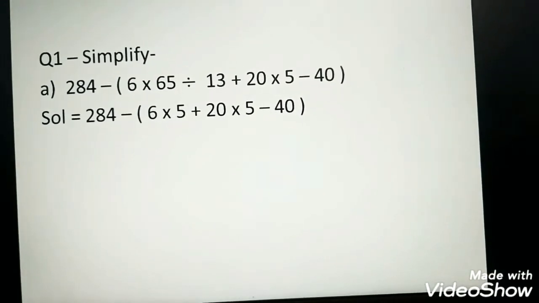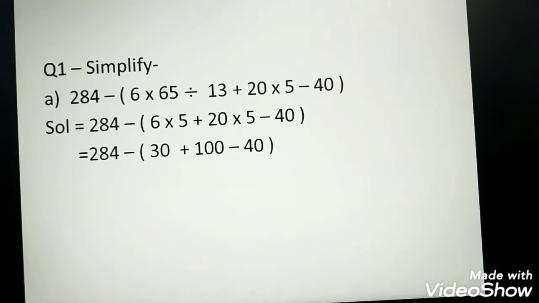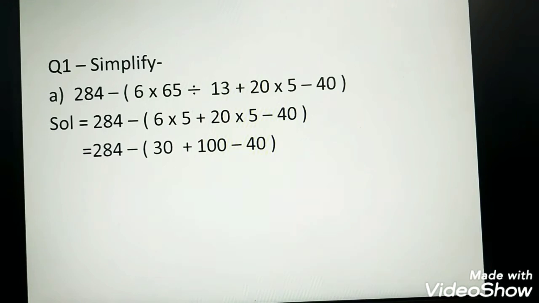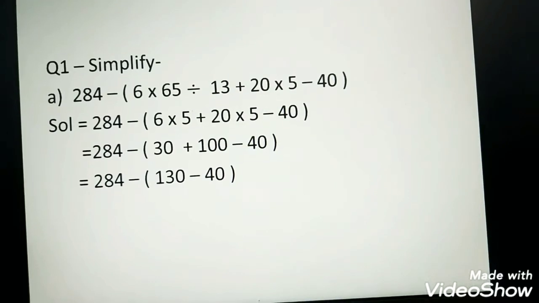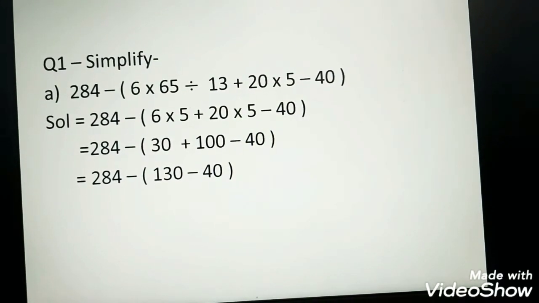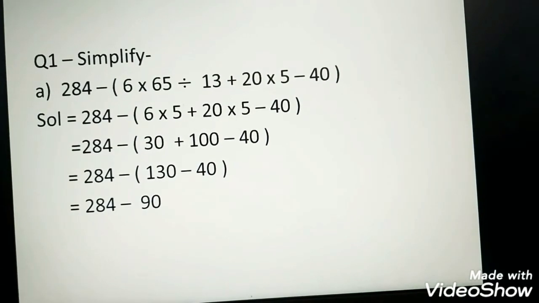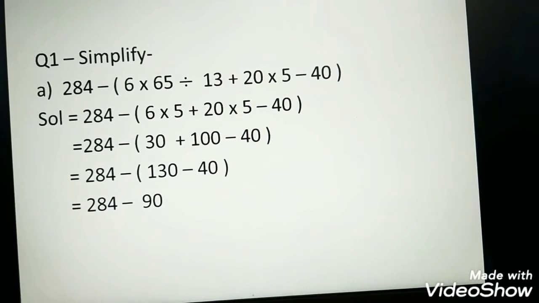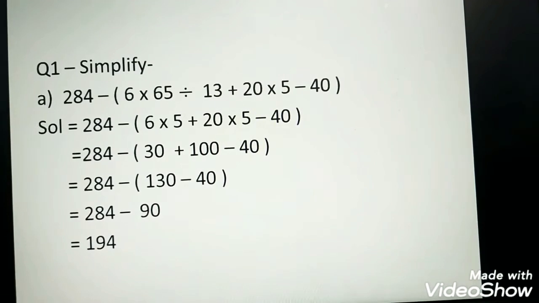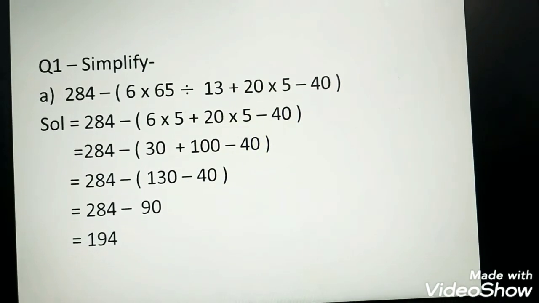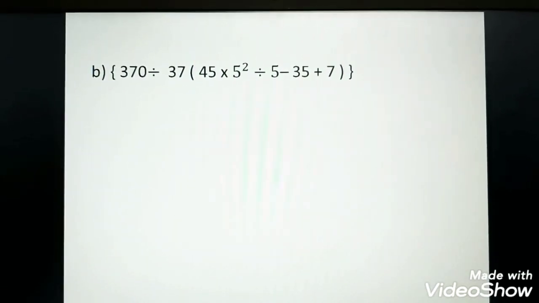Again, first of all we will solve the bracket. Now inside the bracket, which operation will we solve? We will solve multiplication. So 6 into 5 is 30, then a plus sign, then 20 into 5 is 100, then minus 40. Now we will solve addition. 30 plus 100 is what? 130, then minus 40. Now we will solve the bracket again. 130 minus 40 is what? 90. So what will we get? 284 minus 90. And at the last, 284 minus 90, what will we get? 194.